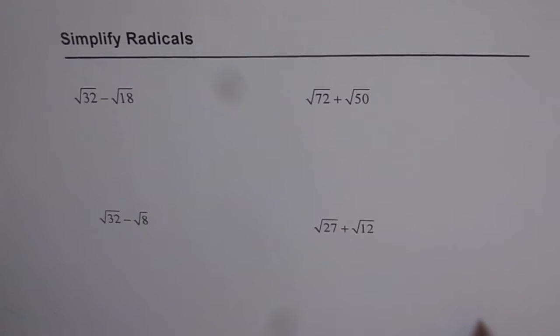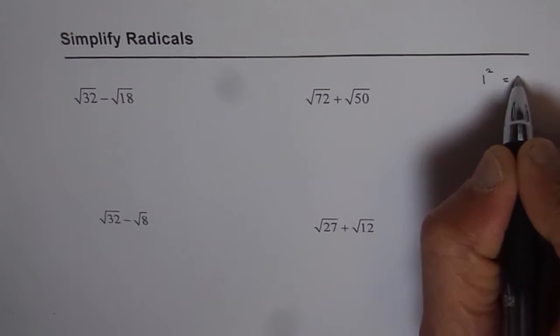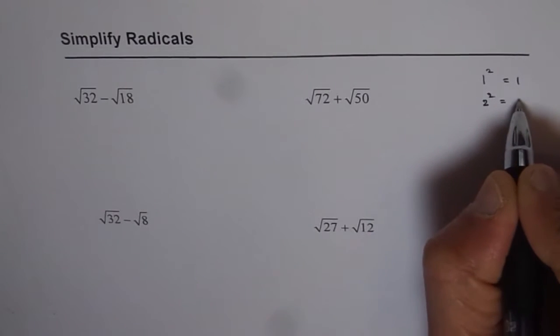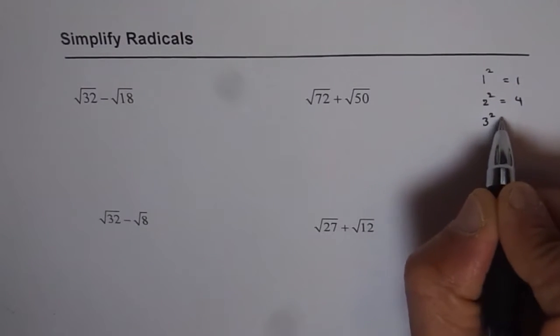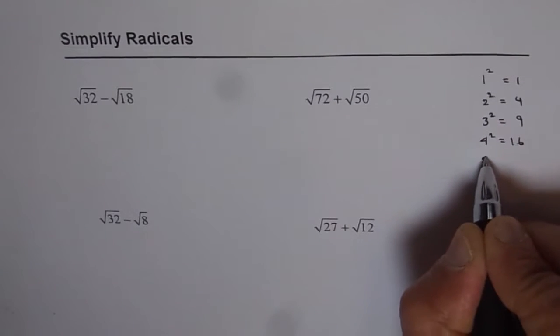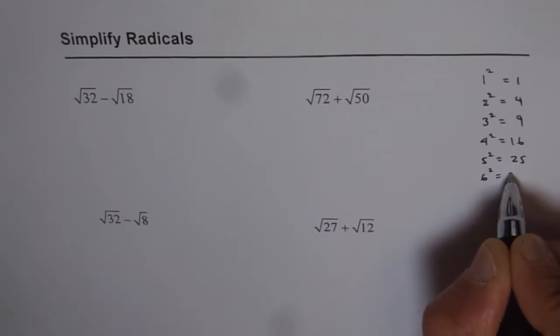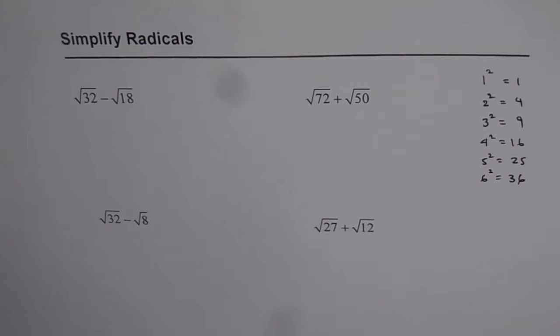Now whenever you're working on radicals, what you should remember is squares of numbers. For example, you know what 1 square is. 1 square is 1. What is 2 square? 2 square is 4. 3 square, 9. 4 square, 16. 5 square, 25. 6 square, 36. For our examples today, these will be enough to work with.